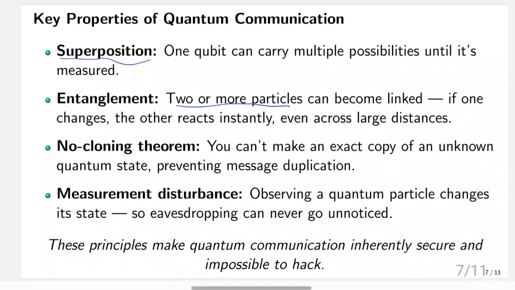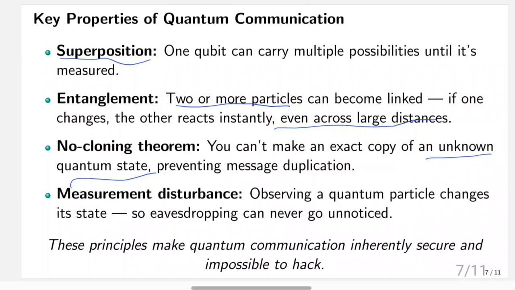Two or more particles can be linked. Changing one determines the state of another particle instantly, even when they are far apart, even across large distances. The third one is the no-cloning theorem. You can't make a perfect copy of an unknown quantum state. The last one is measurement.